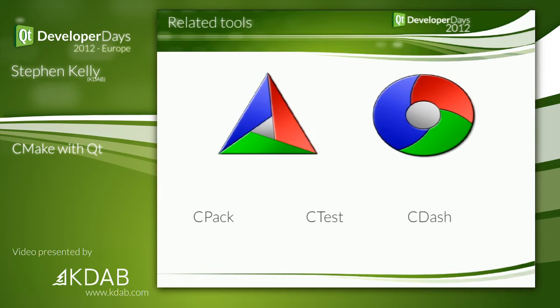There's also a bunch of related tools. If you're using CMake, it's also very easy to use cpack, ctest, and cdash. cpack is a tool that you can use to create your own packages. You can create tarballs, Debian packages, and RPM packages. There's also ctest, which is a test driver. It works very well with the Qt test system.